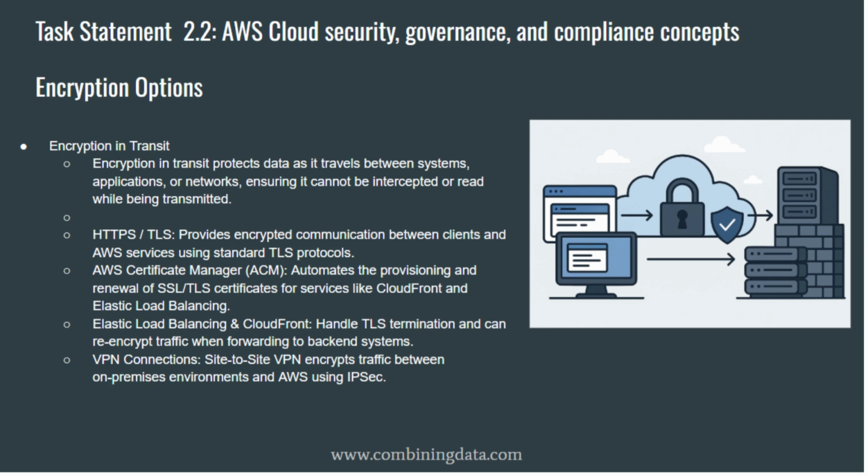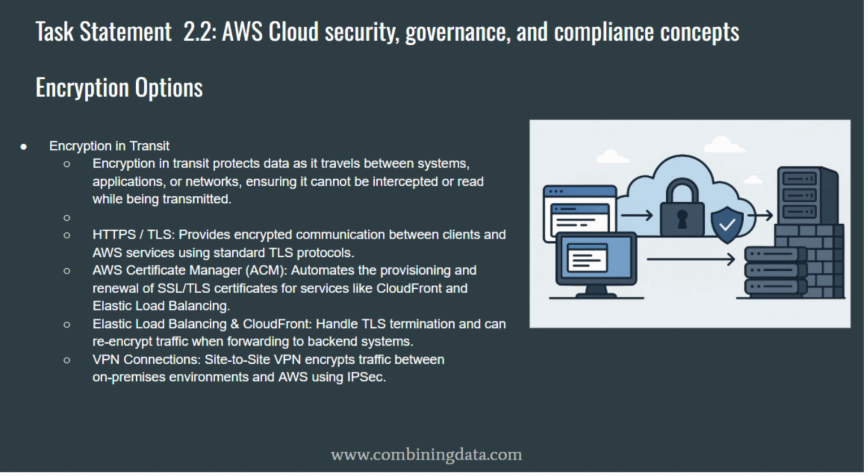Services like Elastic Load Balancing (ELB) and Amazon CloudFront play a key role in encryption in transit. They can terminate TLS, meaning they handle the encrypted connection from the client. After that, traffic can either be forwarded internally in plain text or re-encrypted before being sent to back-end services like EC2 or containers. This allows organizations to enforce secure communication at the edge while maintaining flexibility in internal architectures.